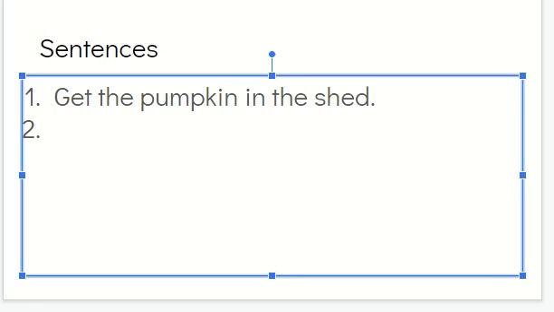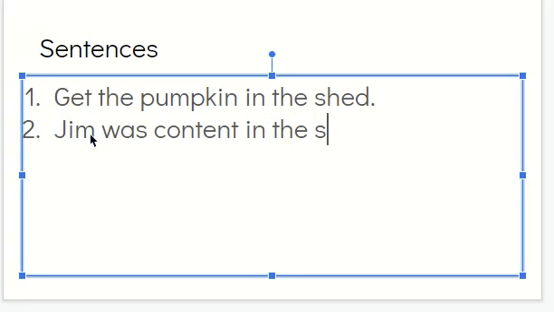And then let's do it together. Jim was content. Con, but I know she said it was con, so it's on. Tent. Jim was content in the sun. Content means happy.